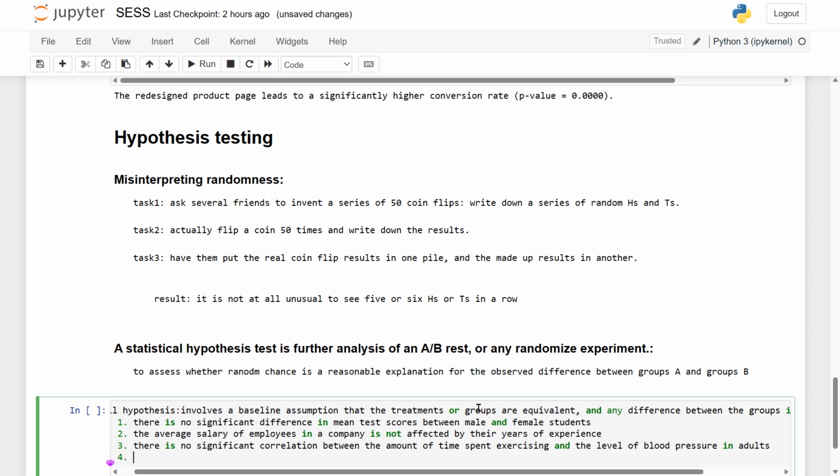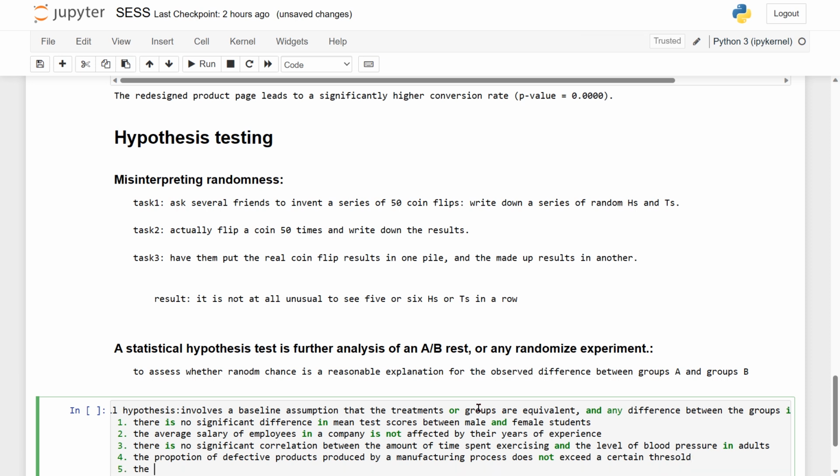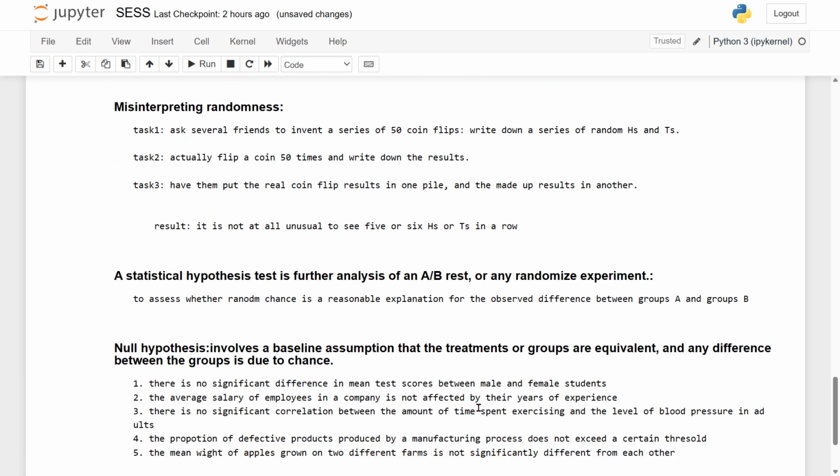Then the fourth example for the null hypothesis, these are all null hypotheses: the proportion of defective products produced by a manufacturing process does not exceed a certain threshold. Then the last example, the mean weight of apples grown on two different farms is not significantly different from each other. So these are some of the examples for the null hypothesis.